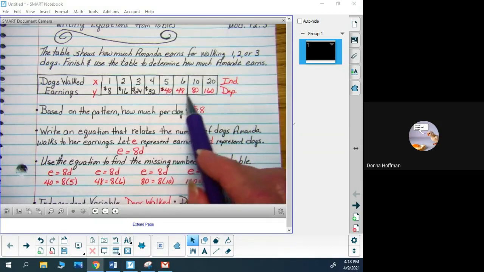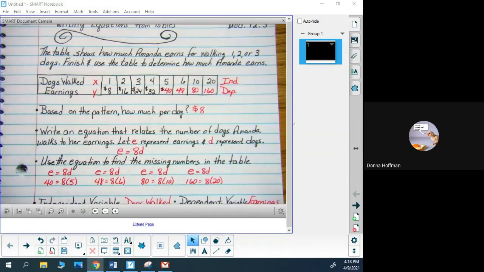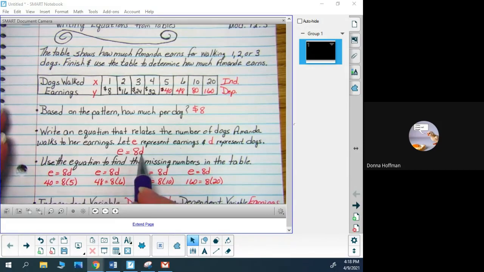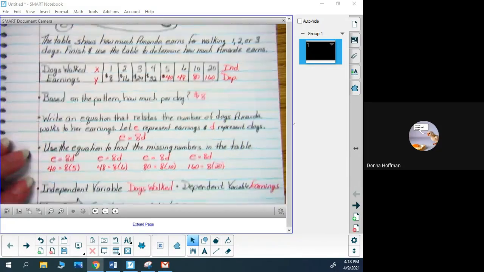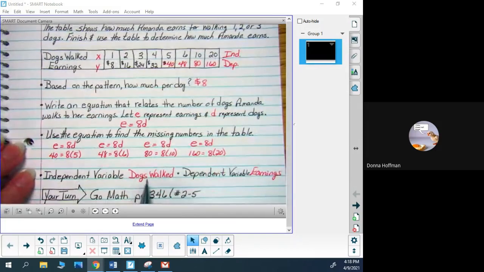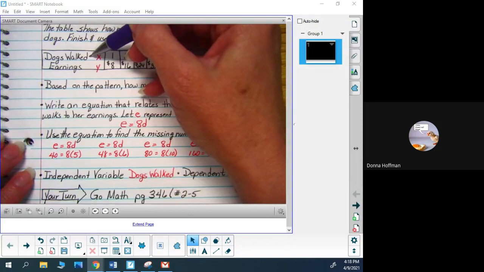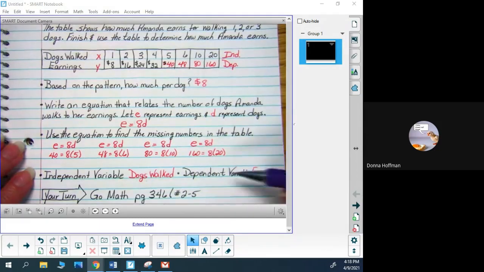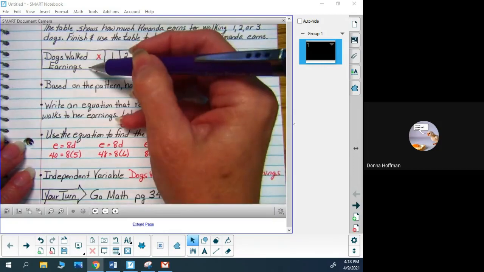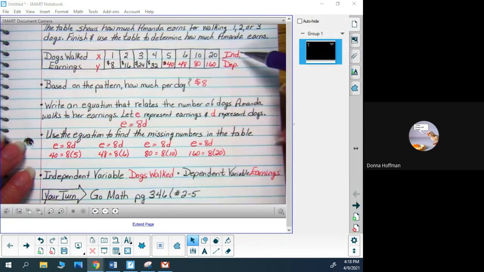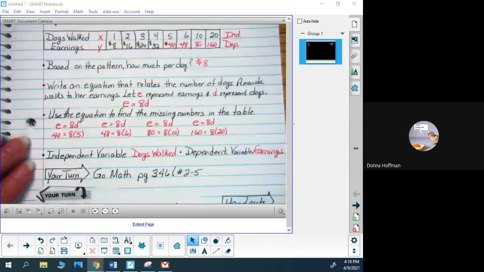So that is how I found those particular values, because I wrote this equation based on what they told me to use, E for earnings and D for dogs. And we knew that for each dog, it was $8. So my independent variable, again, I can go up here and look and I can say, oh, my independent variable is dogs walked. And my earnings depends on how many dogs I walked. So that's the label right here, the Y. So that's independent.